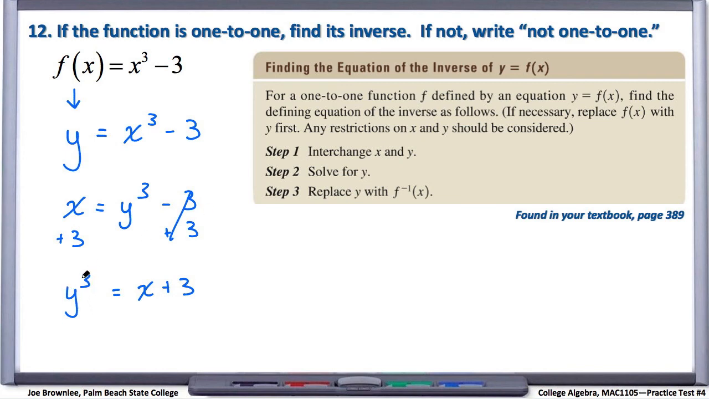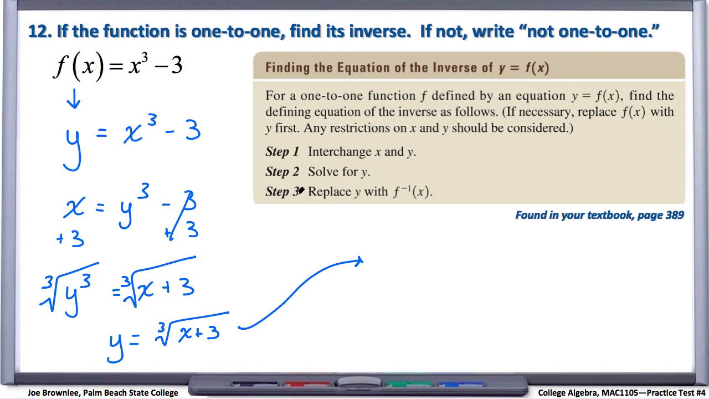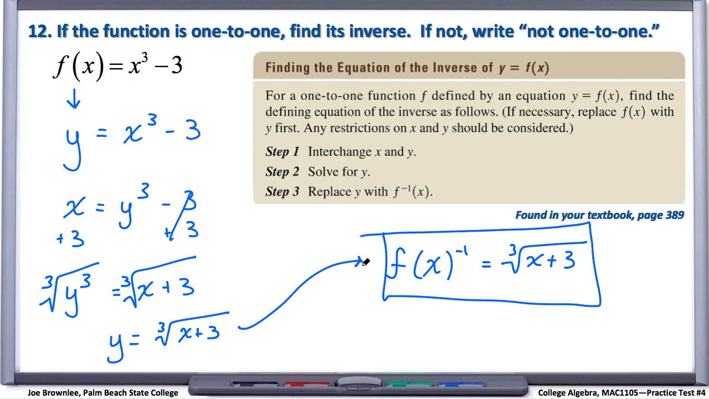Well, we want y all by itself. We're solving for y, so let's go ahead and get rid of that cube by taking the cube root of both sides. And when we do that, we end with y equals the cube root of x plus 3. And so we've now solved for y. Y is all by itself, but our final step is step number 3. Replace y with f inverse of x notation. So we'll say f inverse of x equals the cube root of x plus 3. And there we have it, number 12.